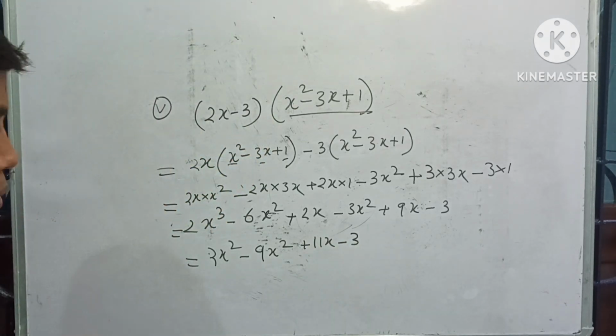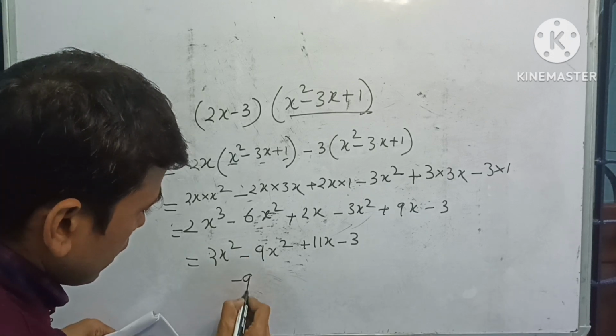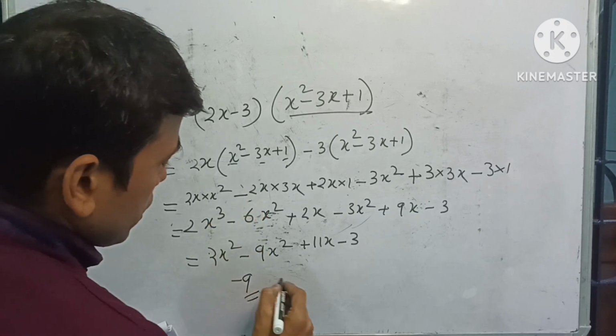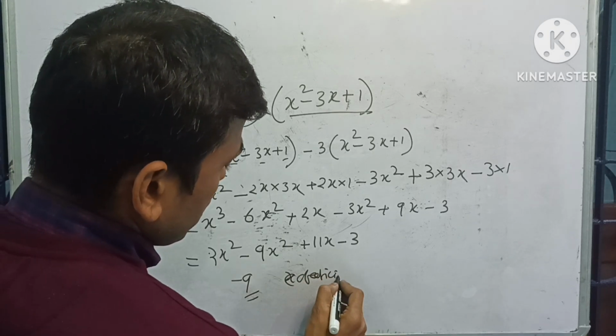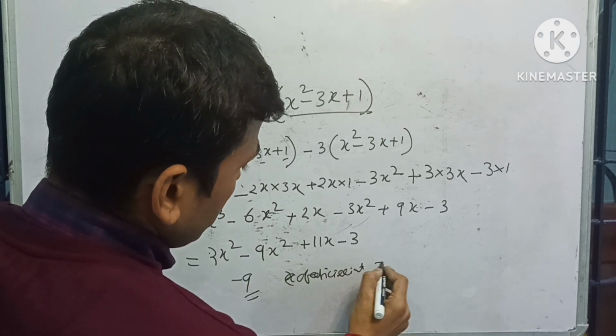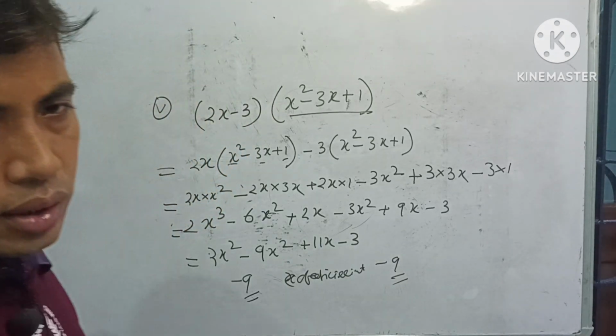So what is the number multiplied with x square? This is minus 9. So in this term, the coefficient of x square is minus 9. Okay? Now we see the example 3.